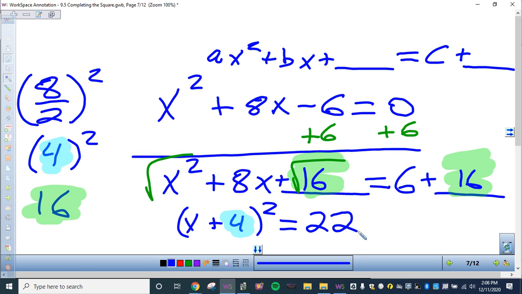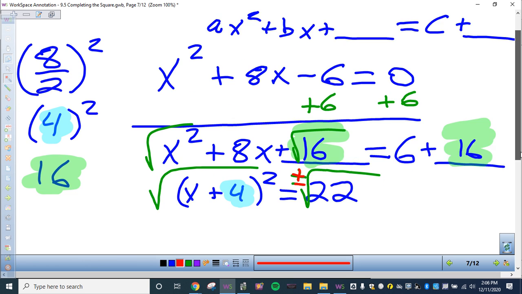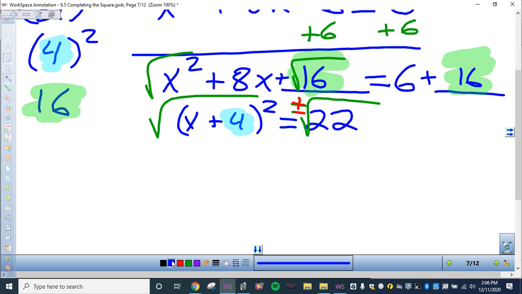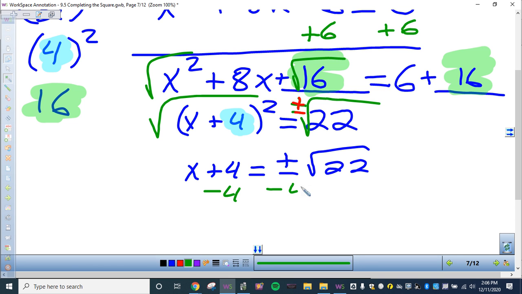6 plus 16 is 22. Last step: square root both sides. Don't forget plus or minus. Get in that holiday spirit. So you get x plus 4 equals plus or minus square root of 22. Again, all you've got to do is subtract that 4 over, and you're done.